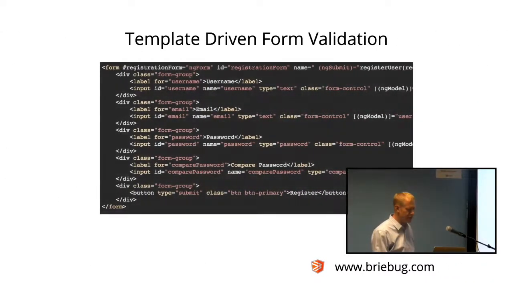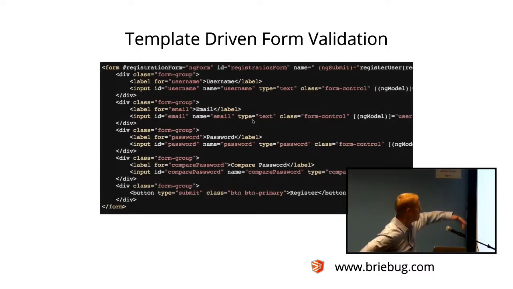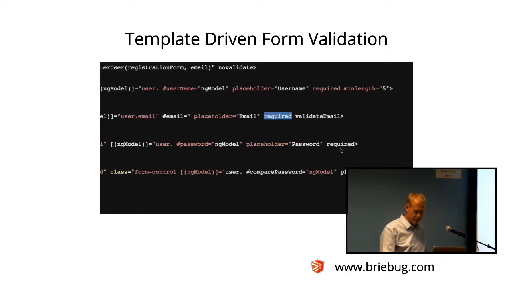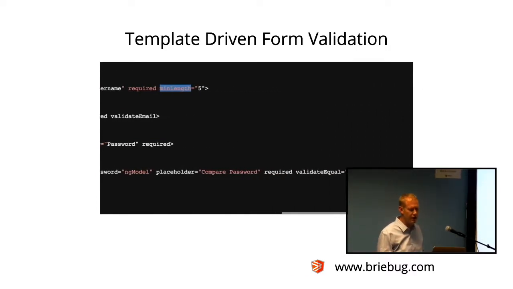So when we look at template-driven form validation, this should look fairly similar. This is fairly familiar to you. If you look up here, we've got classic Bootstrap. So we've got a form, we've got a form group, we got a label, we got an input, so on and so forth. You know, form group, label, input, all the way down. So if we look over here, kind of hidden, we've got required on it. We've got a custom one called validate email, which we'll look at later. We've got a min length one on here. Do we have anything else? Oh, we got another custom one called validate equal.